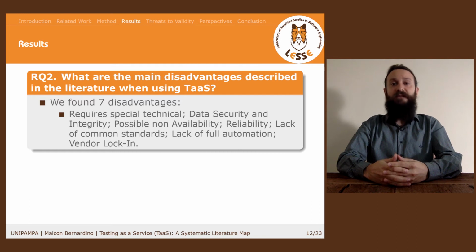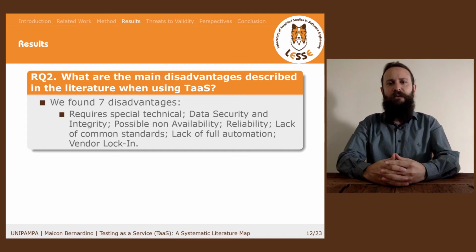Research question 2. What are the main disadvantages described in the literature when using TaaS? We found 7 disadvantages. For instance, it requires special technical skills: testing in the cloud might require special technical skills to appropriately utilize the TaaS platform to generate test cases and scripts. Lack of full automation: some platforms require the TaaS user to enter parameters at each stage of the test run. These tests are not fully automated and may require user knowledge.